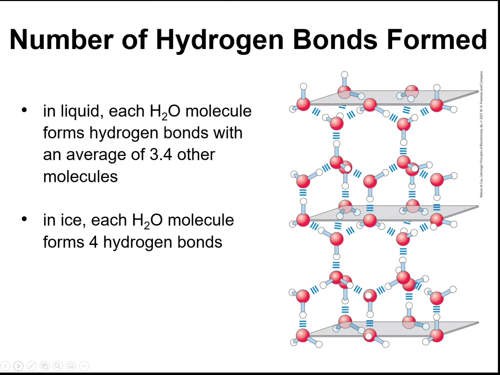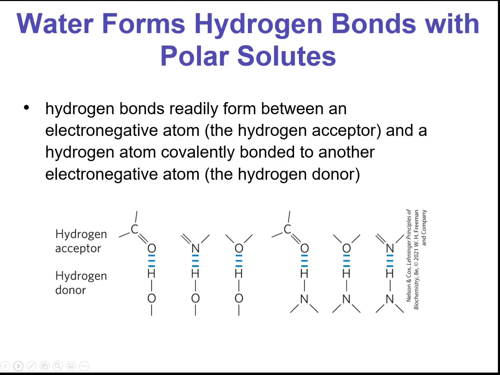Now, you don't need to know the numbers on this slide either, but I do want you to understand when you have liquid water, each water molecule forms hydrogen bonds with, on average, about 3.4 other molecules. And in ice, you're forming bonds with 4 other waters. So you have this structure of water where these hydrogen bonds are constantly forming and breaking, forming and breaking. It's very dynamic. It'll change the way you look at water next time.